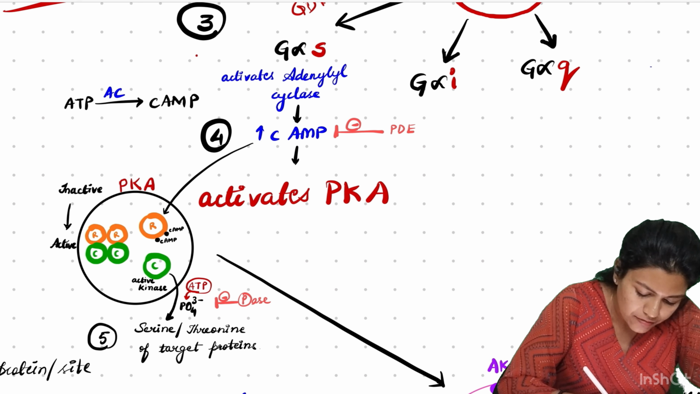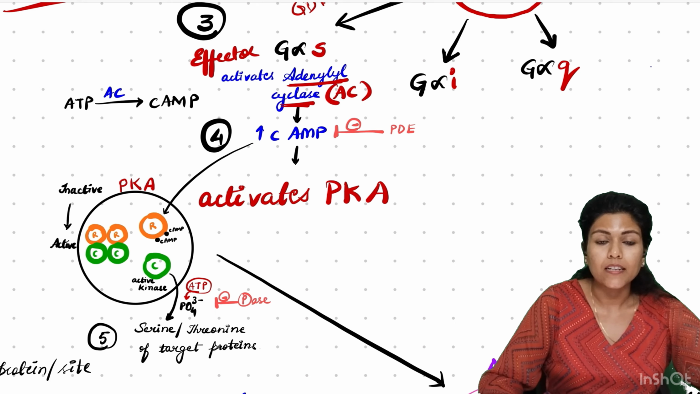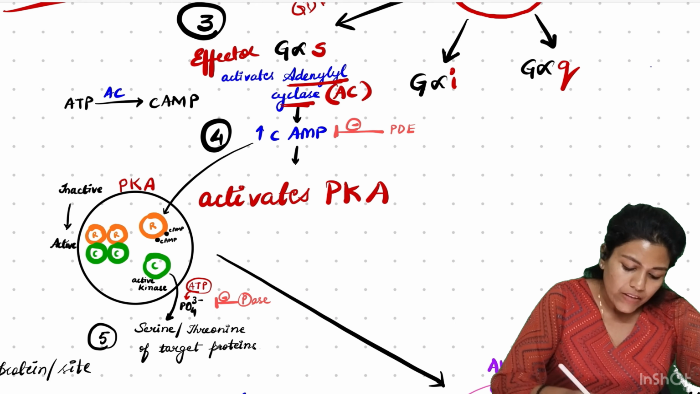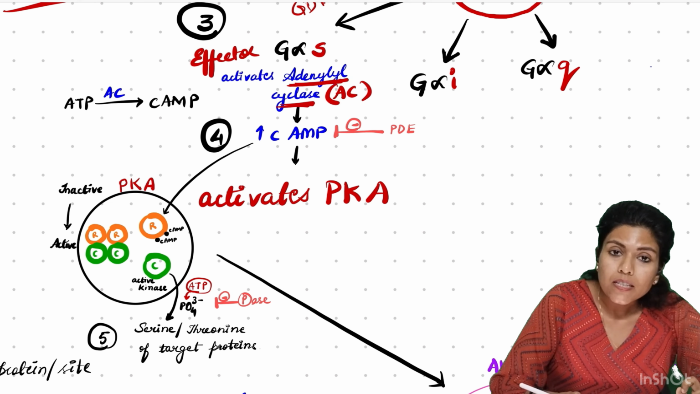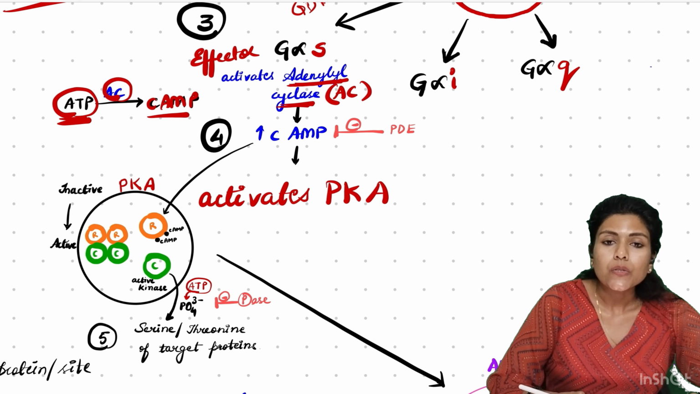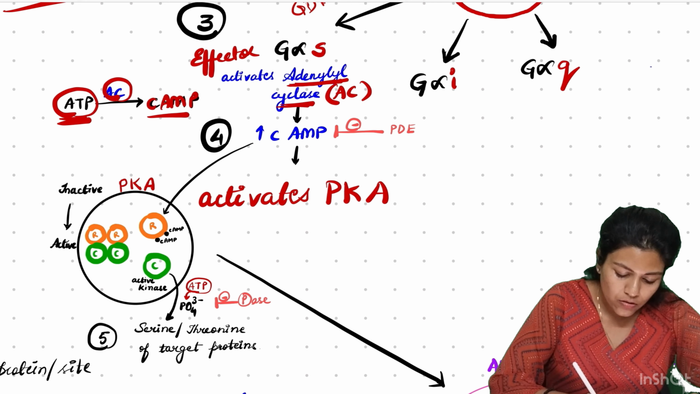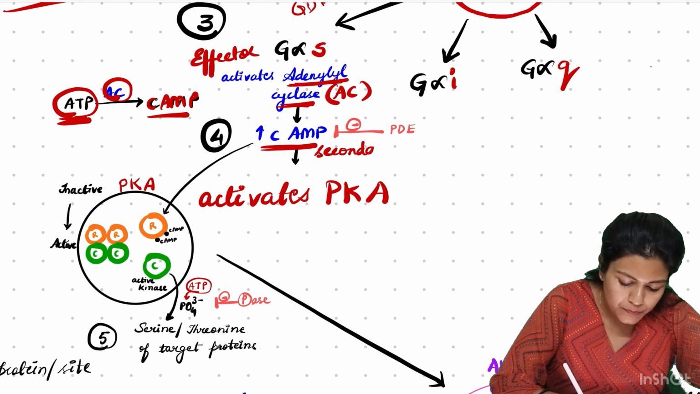Next step is effectors. After this is the effector. The effector here is adenylyl cyclase, AC. Adenylyl cyclase is the effector. It gets activated. When this adenylyl cyclase gets activated, it will convert ATP to cyclic AMP. So there is lots of generation of cyclic AMP, which are the secondary messengers here.